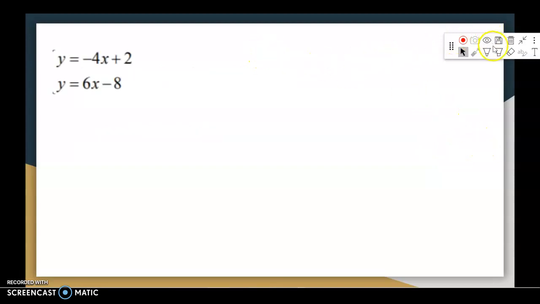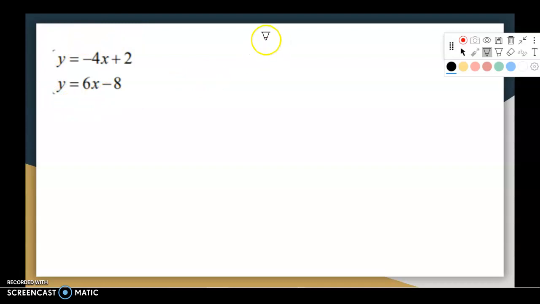Okay, so here's a system of equations. Y equals negative 4x plus 2 and y equals 6x minus 8. I want to solve this system. Now, you could solve this system by graphing. It's not a bad idea to try it by graphing, although I'm not really sure if I'm going to have the room on my piece of graph paper to go 8 units down for that y-intercept, which may be a problem. So instead, I'm going to do this by substitution.